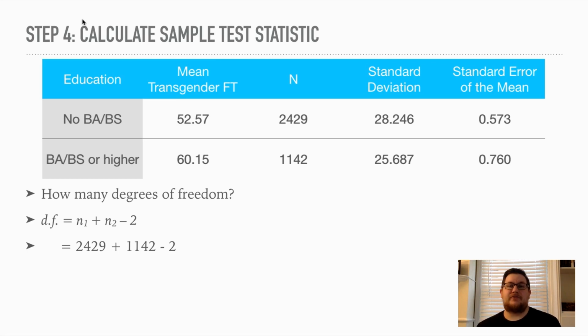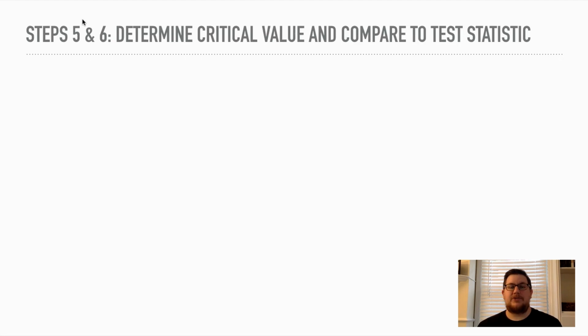So here we have 2,429 plus 1,142 minus 2, which is 3,569. So our t, and in parentheses beneath that t is our degrees of freedom, is equal to negative 7.96. Okay? So now we determine the critical values.